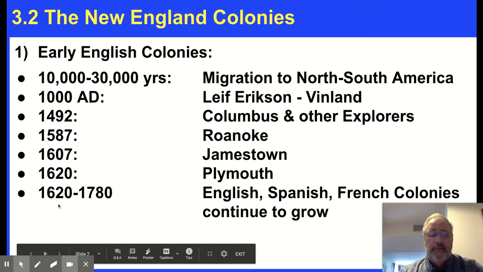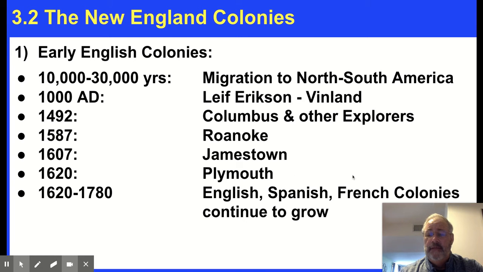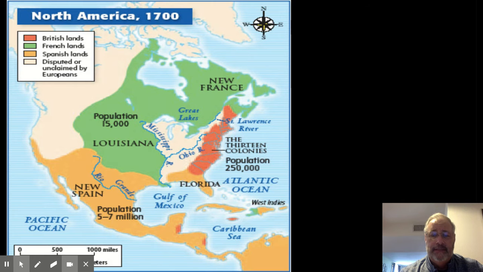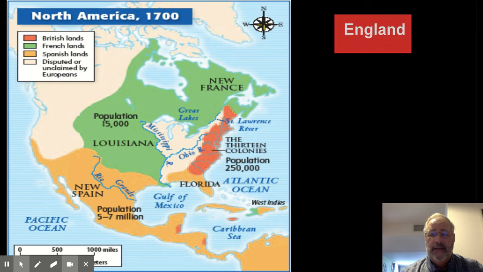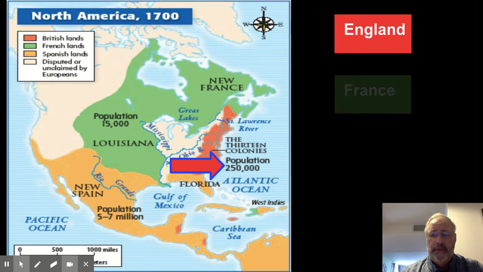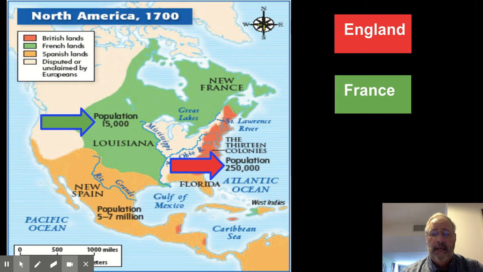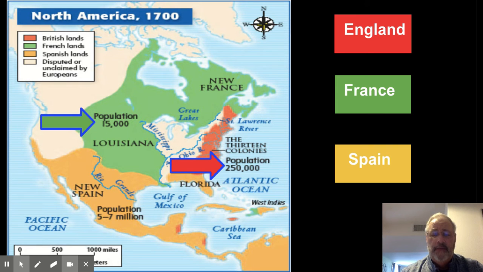At this period in time, about 1620 to 1780, England, Spain, and France all had colonies or claimed colonies in what would become the United States. I think it's important to realize that it just wasn't England that claimed land. England claimed land on the east coast of what would become the United States. France claimed land in what would become the Midwest and Canada. And then Spain claimed land in what would become Mexico and the western United States. So it just wasn't America in isolation claiming land.